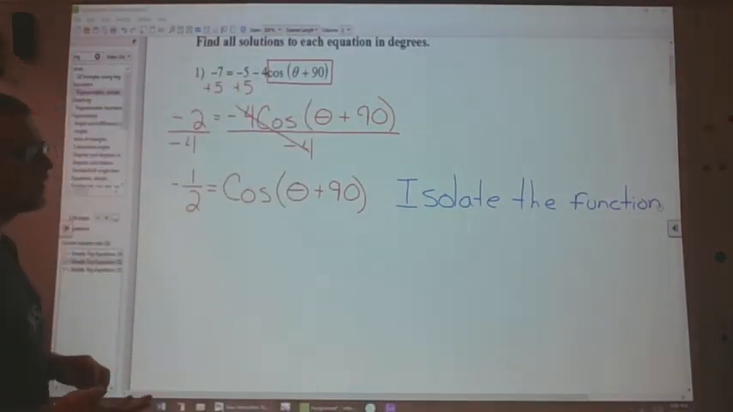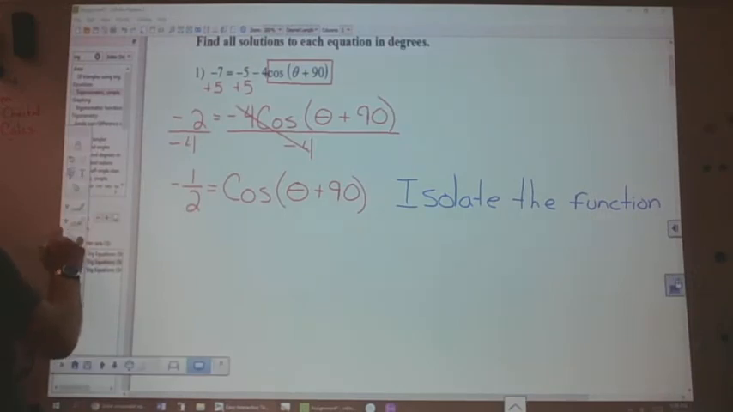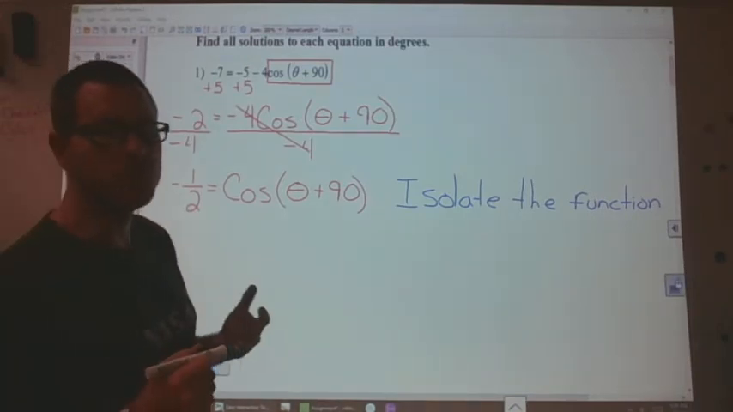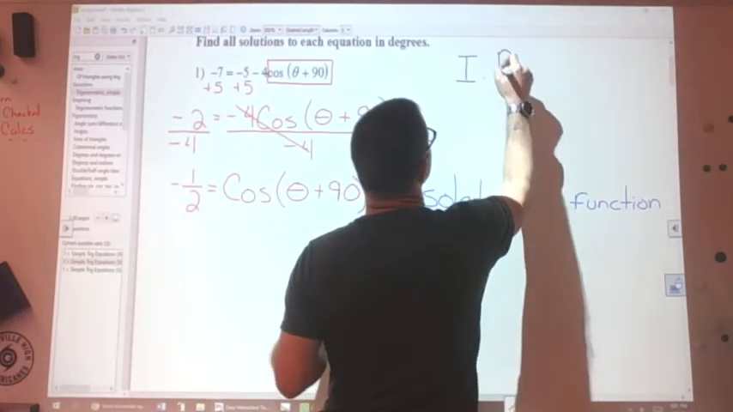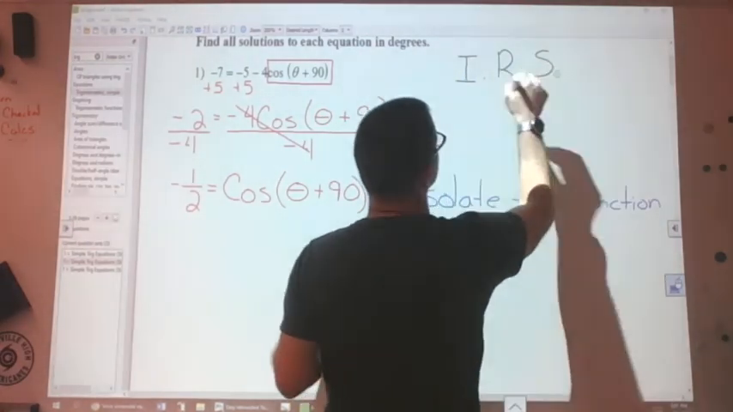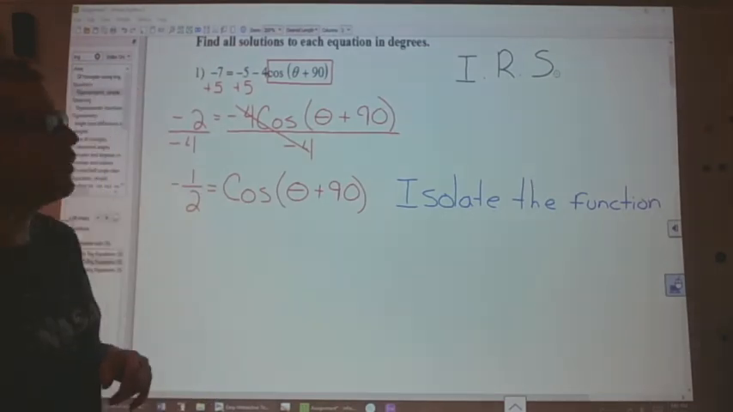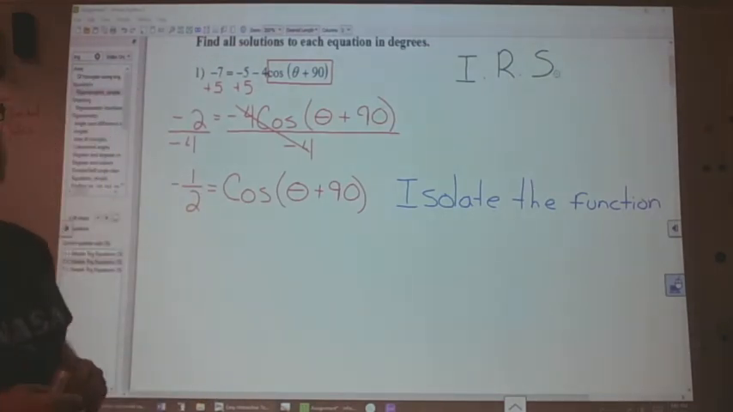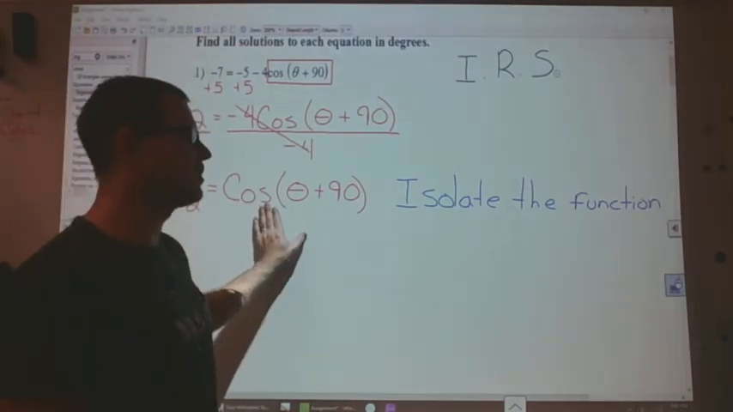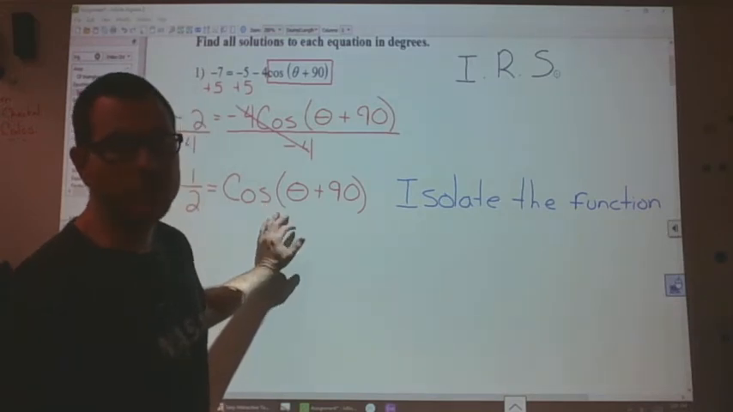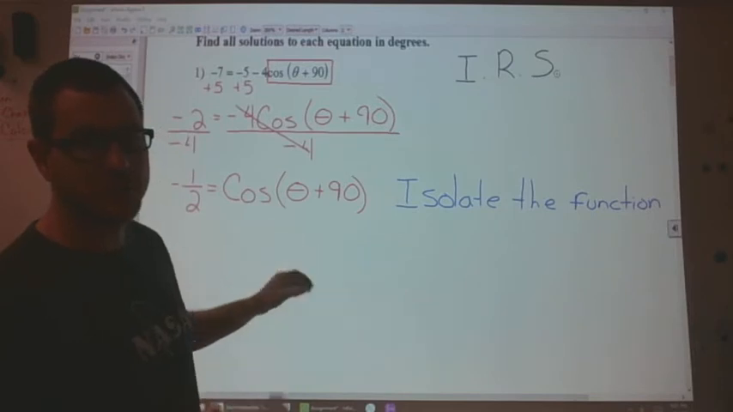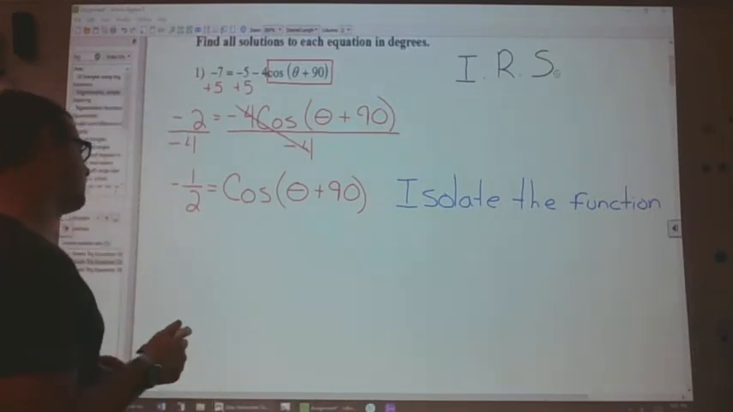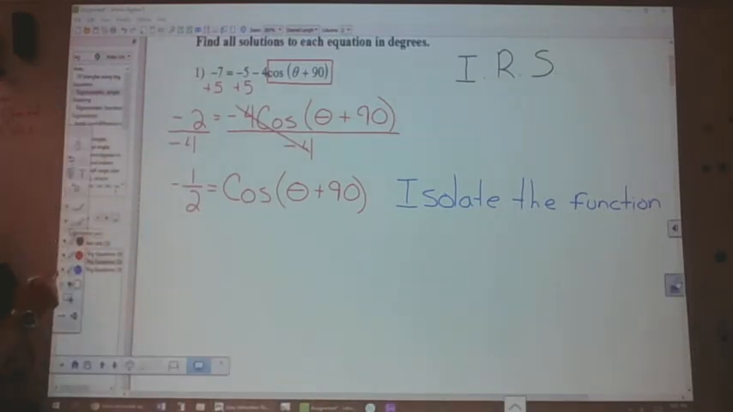The next part, the R, is resolve. Again, we're working with I, R, S. At this point, we've isolated. Now we want to resolve. That means get rid of the function. And this is accomplished by the inverse. We're going to take the inverse of cosine, which is the arc cosine or the inverse cosine of both sides. So that's what we're going to do now.